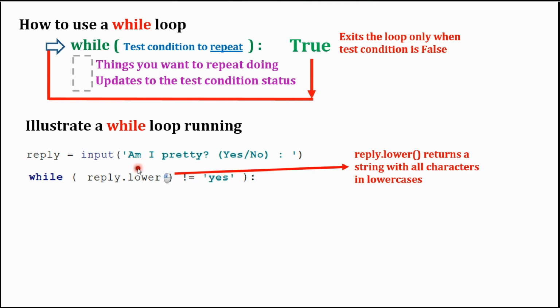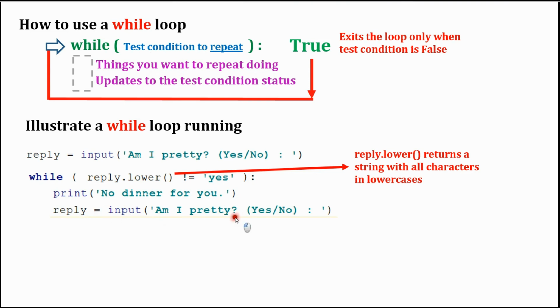So as long as the user did not reply yes, we print "No dinner for you," which is the thing we are repeating inside the body of the loop. And we ask them again, "Am I pretty? Yes or no?" and update this reply so that it will go back and recheck the test condition whether there's a need to repeat. So this is the update to the test condition. If the user finally answers yes, you are pretty, then we exit the loop and say "That's more like it."